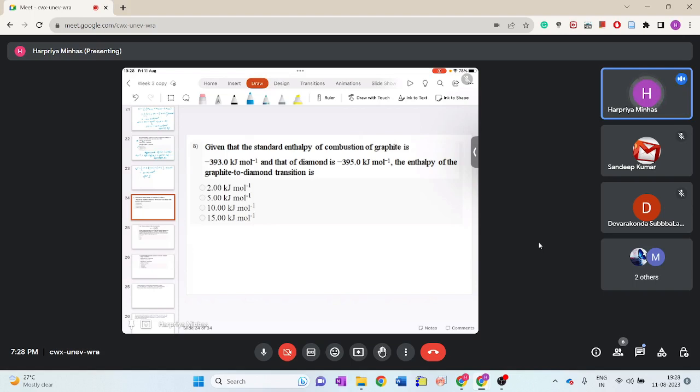So it states that the given standard enthalpy of combustion of graphite is minus 393 kilojoule per mole, and the diamond is minus 395 kilojoule per mole, and the enthalpy of diamond to graphite transition is. So this will be the easy part, right? Just a subtraction of these values.